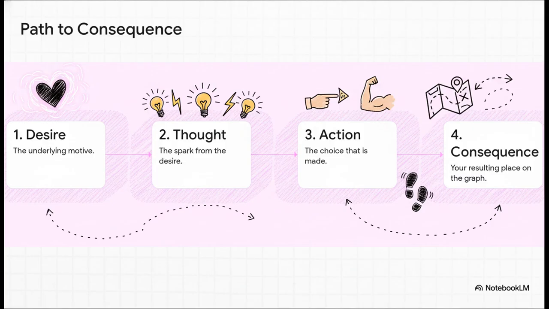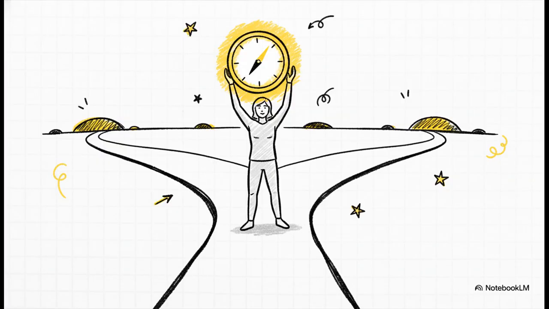It all starts with a desire. That's the motive, the root of it all. That desire sparks a thought. That thought leads to an action, and that action produces a consequence, which is literally your plot point on this graph. So if you want to change your direction, you have to go all the way back to the beginning, to the motive.